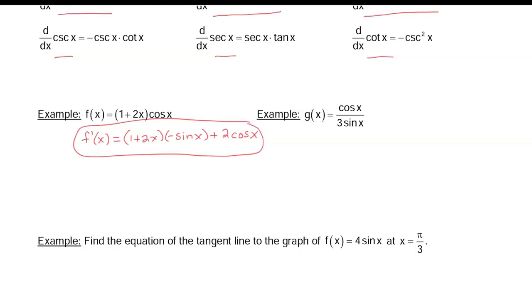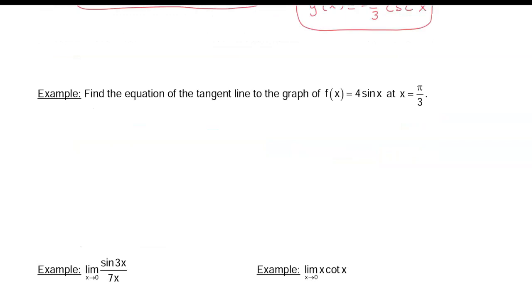In the next example, we have a quotient. We could use the quotient rule here, or you might notice this is the same as 1/3 cotangent x. So let's take the derivative of cotangent. The derivative of cotangent is negative cosecant squared. So we're going to get negative 1/3 cosecant squared.